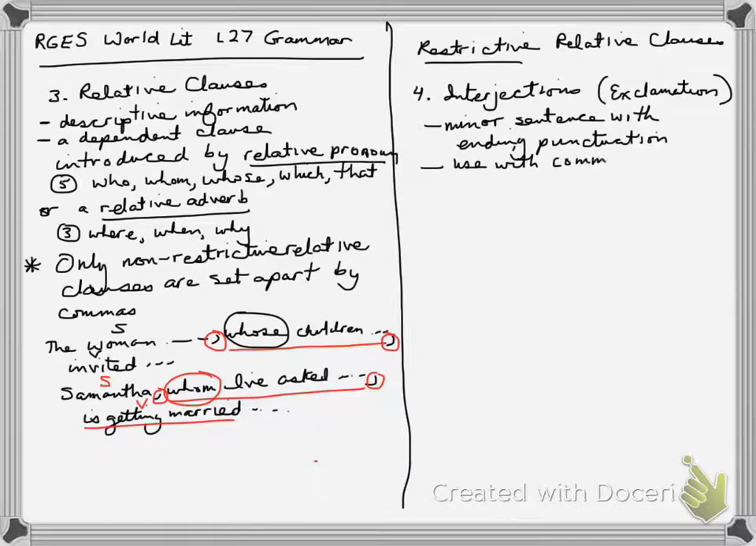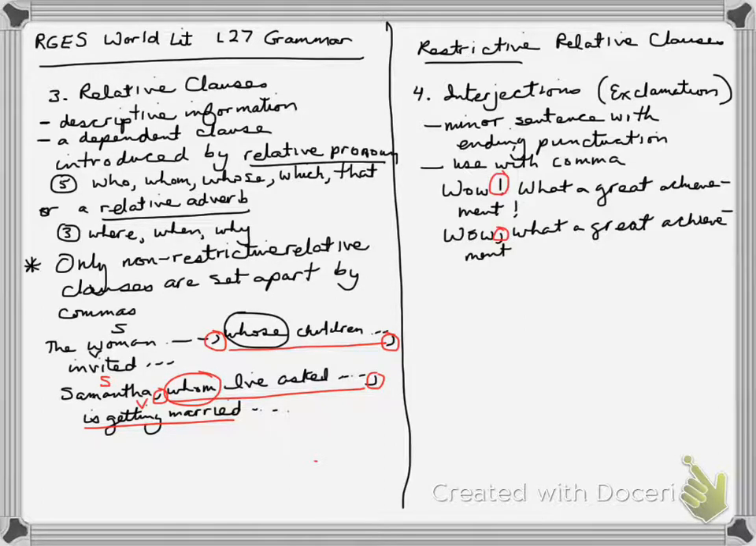But if you are using them with a comma, it would look like this. Wow, what a great achievement. I could either say wow, so either one will be correct. I could say wow, exclamation point, what a great achievement, or I could say wow, comma, what a great achievement.